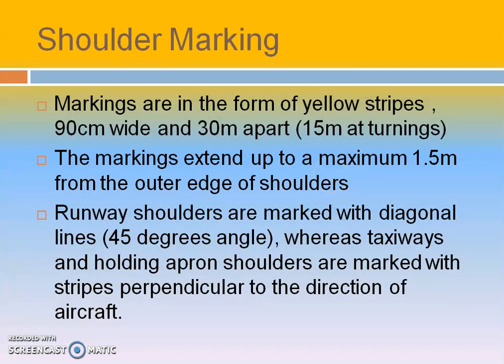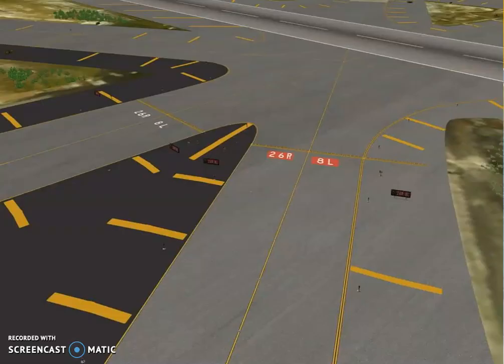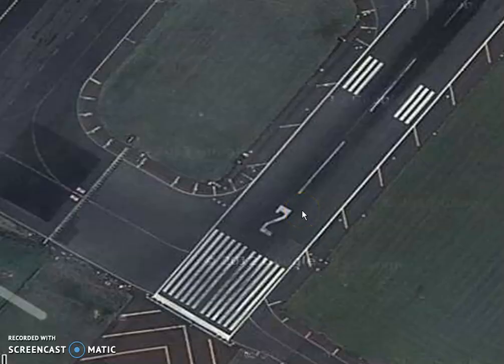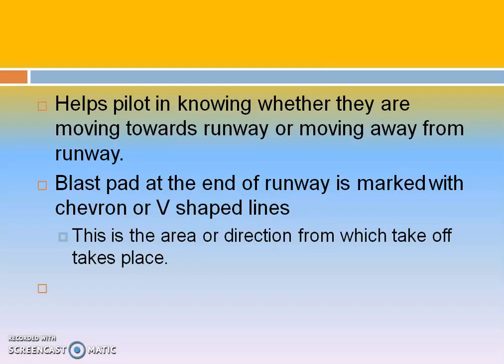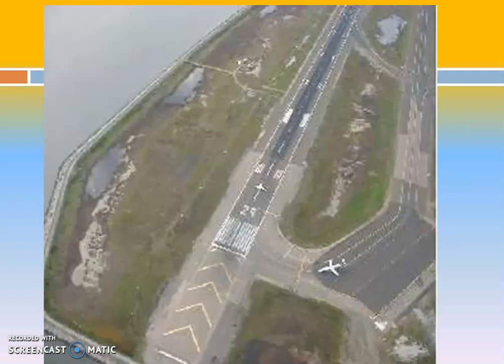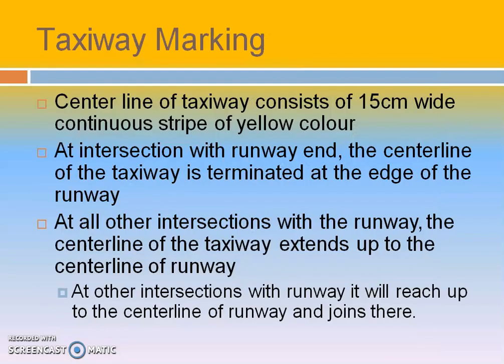Then coming to shoulder marking. Markings will be in the form of yellow color strips. The width and the distance between the markings is given. Markings will extend up to 1.5 meters from the outer edge. So this is the shoulder marking, in yellow color. These yellow colors are the shoulder markings. They help the pilot in knowing whether they are moving towards the runway or away from the runway. They'll be able to judge whether they are traveling in the right direction or not.